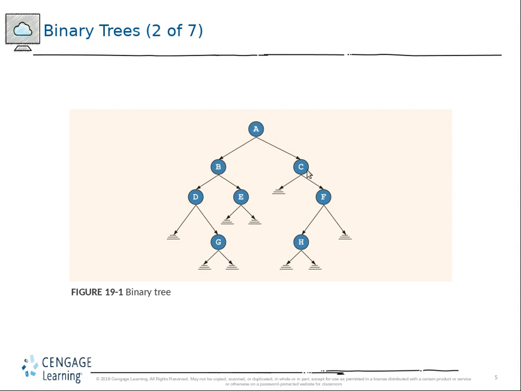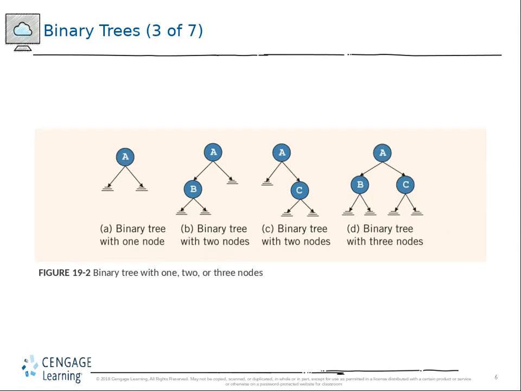Left is B, and right is C. B has D and E. D has nothing to its left, but to its right it does have one child, which has no children of its own. In a binary tree, it is strictly enforced that you always have 2 pointers, because those pointers may point to nothing, or to null, or point to another node.